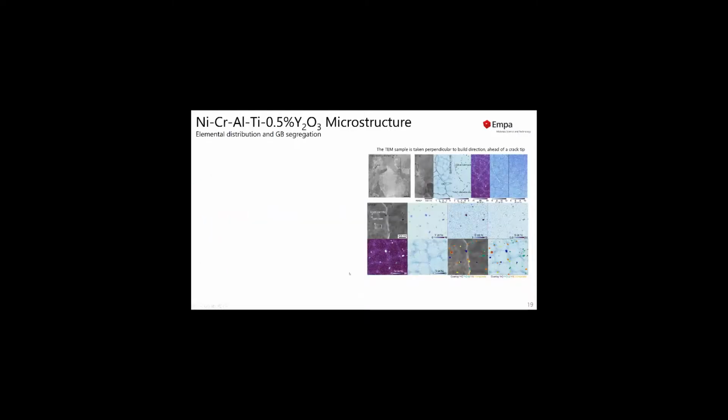Having a closer look at our ODS alloy, again, the sample was prepared in the very same way, ahead of a crack tip. What we see is a high number density of yttrium-rich dispersoids throughout the entire sample. What we also saw, which is visible here, is a significant enrichment of yttrium along the grain boundaries. And elemental analysis suggests that we have this Ni17Y2 phase.